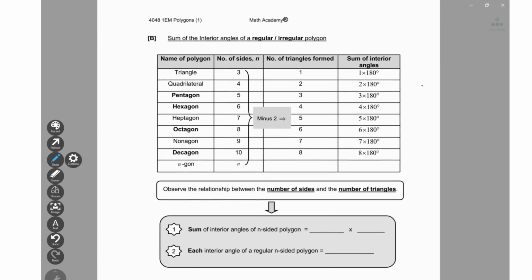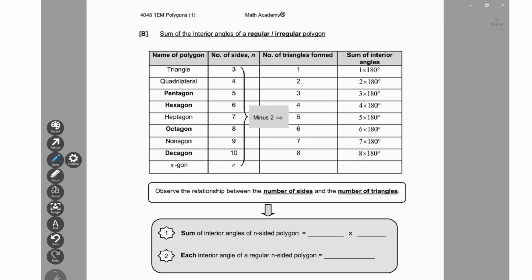Let's move on to the second part of your notes on polygons. This is page 4 of your notes. We are going to look at the concept of interior angles. You're given a table here, and we are exploring the relationship between the sides, the triangles, and the sum of interior angles.